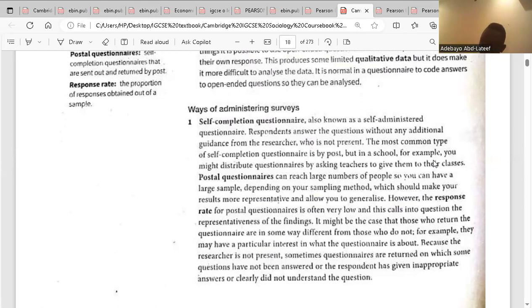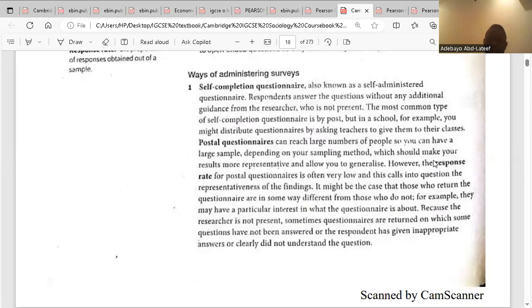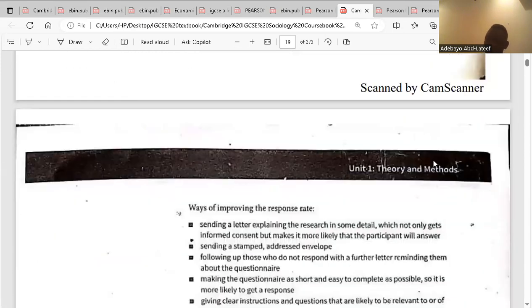Is it clear? Now, ways of improving response rates when it comes to self-completion. One, send a covering letter and explain some details. For you to get feedback from a self-completion questionnaire, the questionnaire you are sending must have details put into it, so it becomes easier for the participants to answer the questions. Two, a stamped addressed envelope should be sent. It must have an address and a stamp, so that the respondent will know where to send it back. Do you get that? Yes.